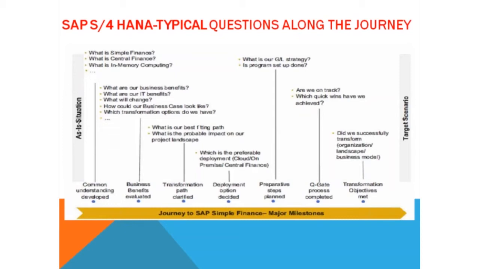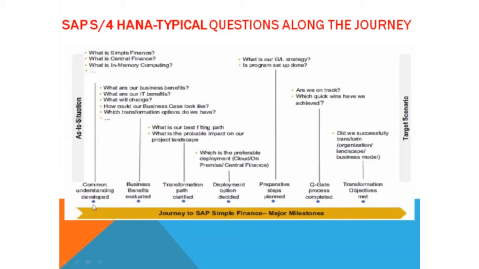I have included this slide based on my experience and expertise, and those who are already working as SAP FI consultants can see these are the questions you can meet on a day-to-day basis. And what is our general ledger strategy? Is the program set up done? Are we on track? Which quick wins have we achieved? Did we successfully transform the organizational landscape and business model? That's the reason I have given you the landscape perspective, because some of these questions I have already dealt with before we go into it. Those who do not have any kind of background can also benefit from this orientation.